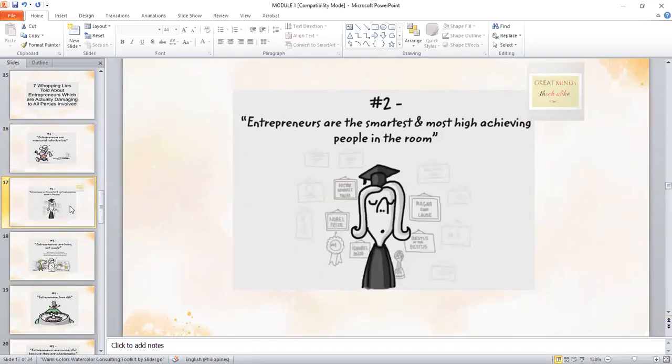Entrepreneurs are the smartest and the most high-achieving people in the room. I'm sure you will not agree with this. Okay? Who among you here would tell me that I know somebody who was not able to even finish college but is earning 10 times, 100 times as much as one who is cum laude or summa cum laude, because he or she happens to be just an entrepreneur? I think a lot of you will attest to this.